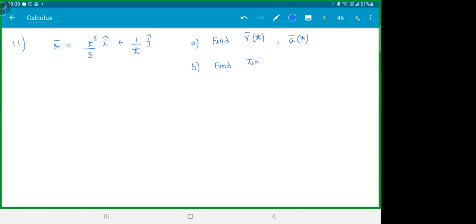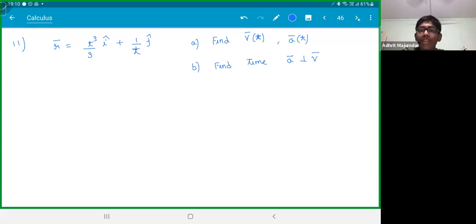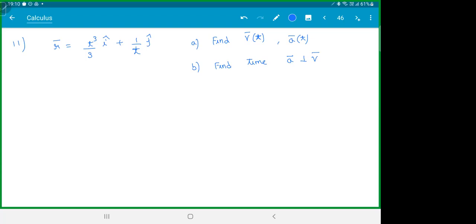Find a time when acceleration vector is perpendicular to velocity vector. If two vectors are perpendicular, what is the first thing that comes into the mind? What should you use? Dot product equal to 0. Dot product is 0. Remember that. Whenever someone says in physics 11th and 12th that two vectors are perpendicular, the force vector is perpendicular, the displacement vector doesn't matter, you use the word perpendicular, 99% get the dot product.